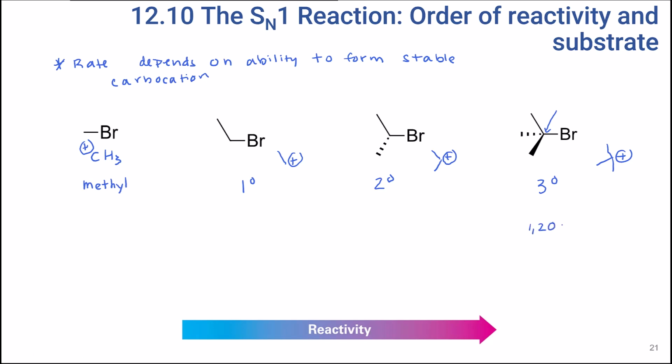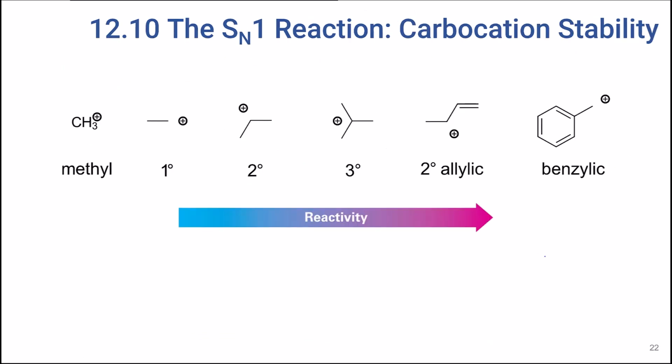This reaction rate here is 1.2 million, whereas it drops off very greatly here to 12 with the secondary, and the reaction rate for a primary is 1, and then it's less than 1 for the methyl. So these are the carbocations that are formed in that process.